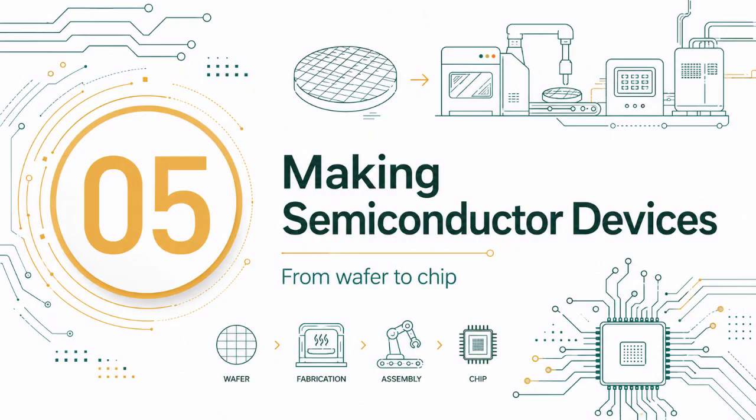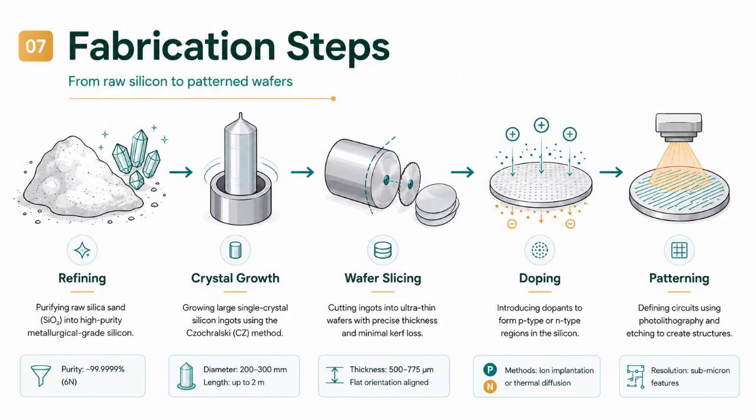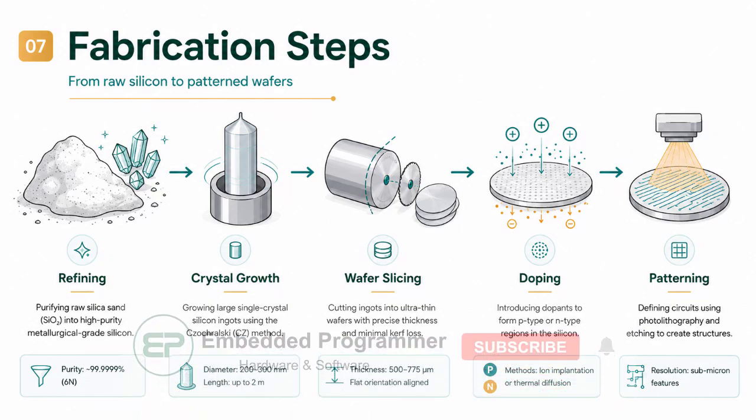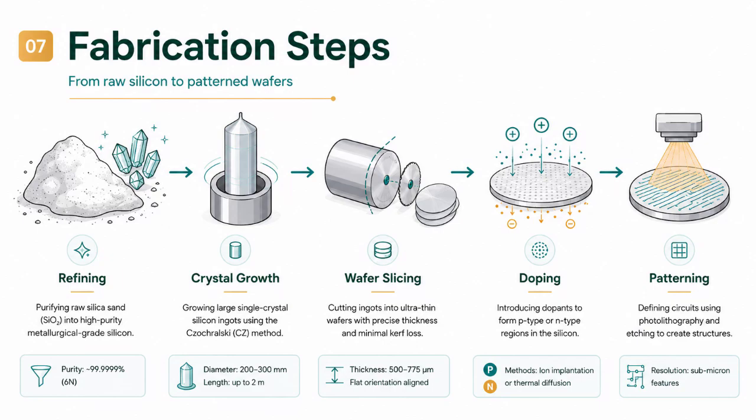Finally, part 5, making the semiconductor. Taking all this incredible atomic theory and applying it industrially requires an insane level of precision. First, we refine raw silica sand to extract incredibly pure silicon. Then, this molten silicon is carefully grown into massive, single-crystal cylindrical ingots. Once they cool down, these ingots are sliced into paper-thin discs known as wafers.